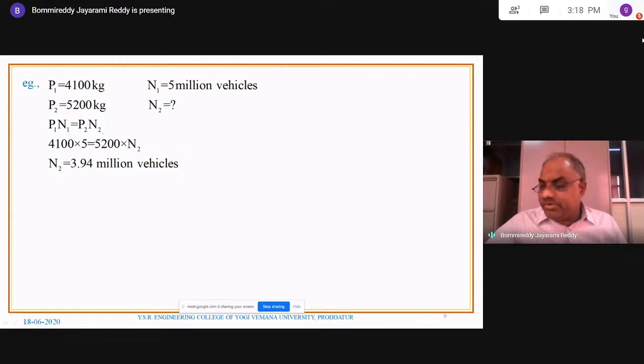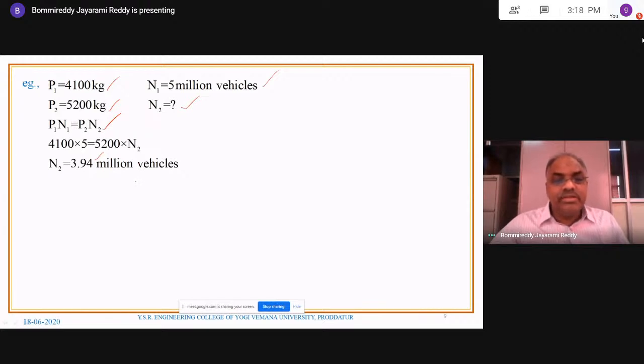Already in the last class we have seen it: P1 N1 equal to P2 N2. P1 is the axle load or otherwise wheel load, N1 is the number of repetitions, and the effect of these two will be the same. So if P is less, N should be more; if P is more, N should be less. Accordingly, if P1 is given as 4100 and 5 million vehicles are passing, then for P2 of 5200, how many vehicles were passing so that the effect will be the same? It is nothing but 3.94 million vehicles.